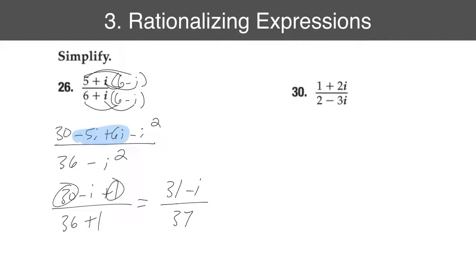Now, I'm okay if you leave it like this, but on a multiple choice test, they're going to want you to split it into the two parts. So it's going to be 31 over 37 minus i over 37, and that would be your final answer.